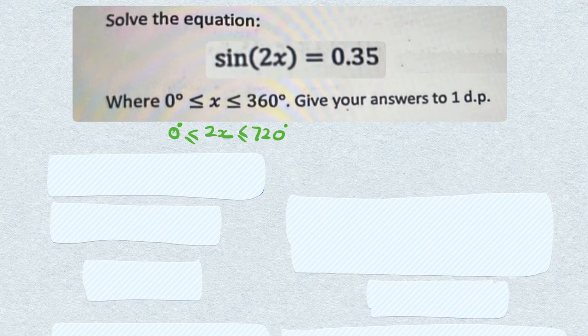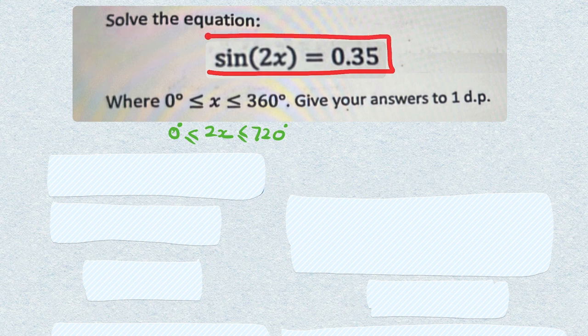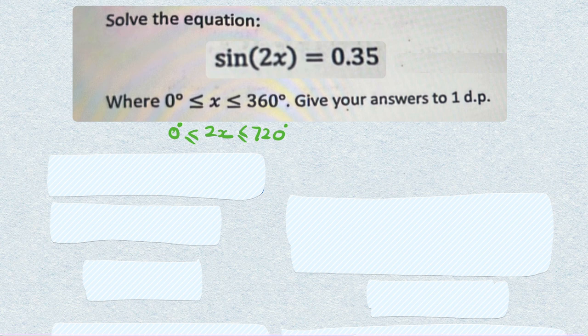So here we're asked to solve an equation involving a sine. We're given sine of 2x is 0.35, and we're given a range of values for x from 0 to 360.